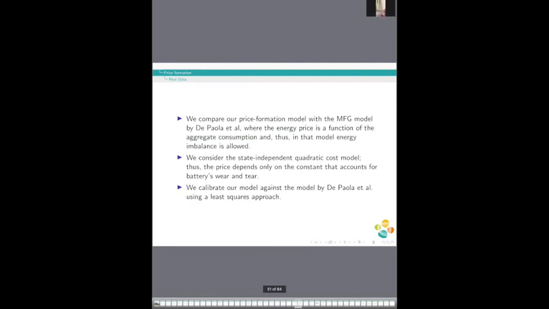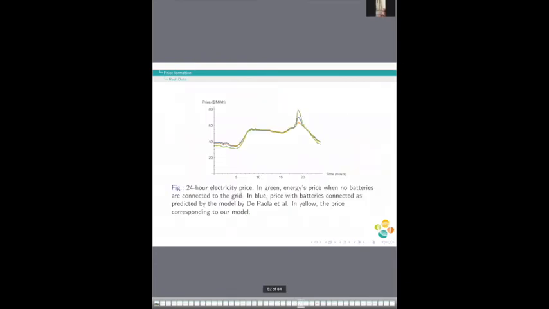In particular, we are interested in knowing whether we get smoother prices, so smaller peaks, and this is in fact the case. If we look at the price for our model at the peak hour, this is exactly what happens here. We have the orange peak, which is our model, and it is much smoother than the other one.